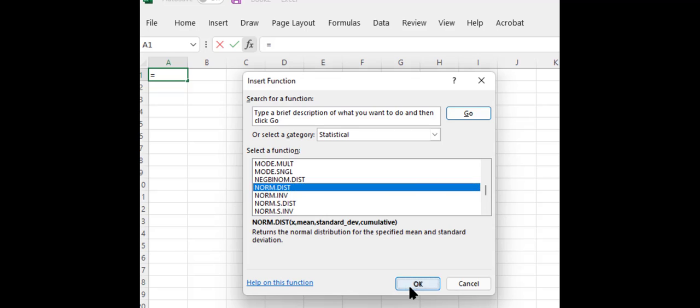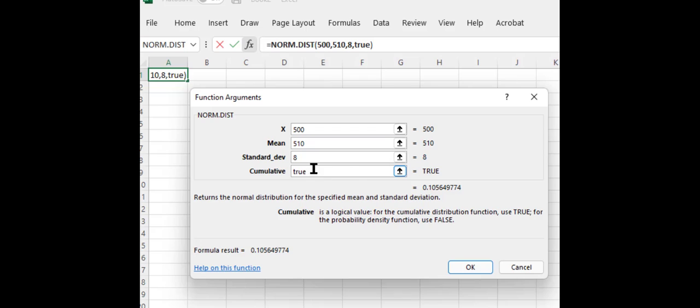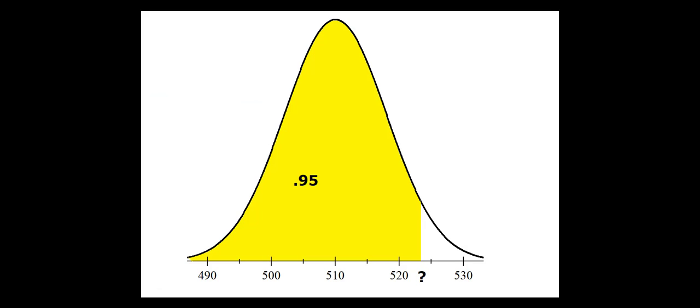Once you say okay, remember that we want to get the area to the left of 500, our mean is 510, and our standard deviation is 8. For cumulative, we will say true, because we are trying to get the cumulative probability here, and it's the same value that you had before, 0.10565 approximately.